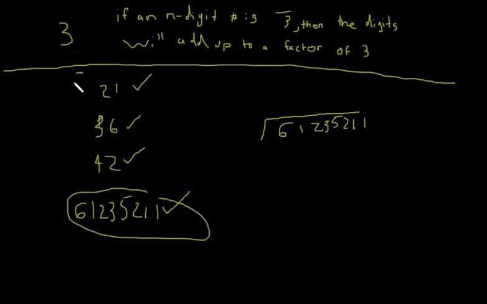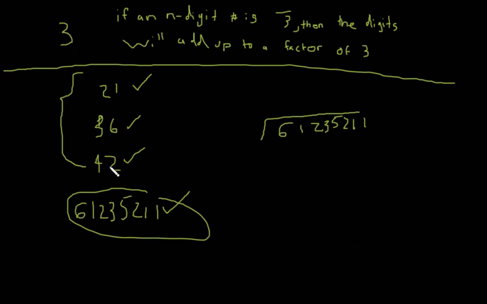Let me show you an example of something we already know. We knew that 21 was a factor of 3. But let's add up 2 plus 1. That is 3, and 3 is a factor of 3. What about 36? Yes, we knew 36 is a factor of 3, but we could also say 6 plus 3 is 9, and 9 is also a factor of 3. So that means 36 must be a factor of 3.